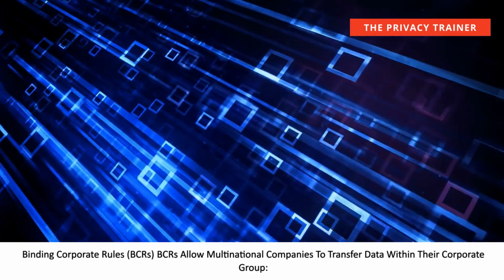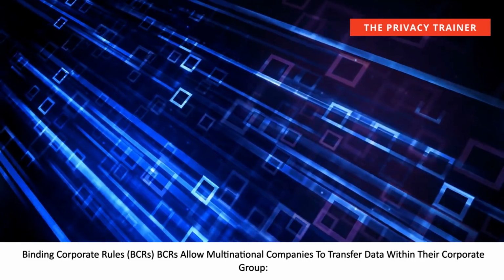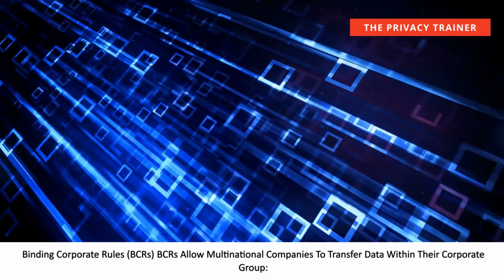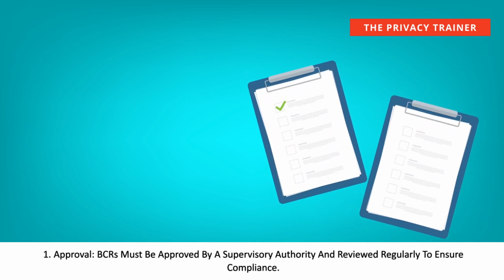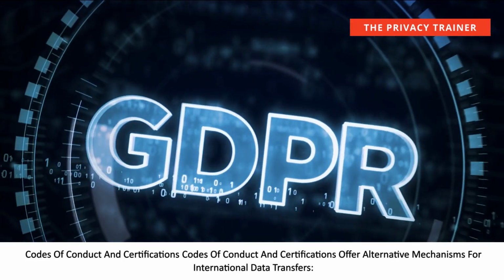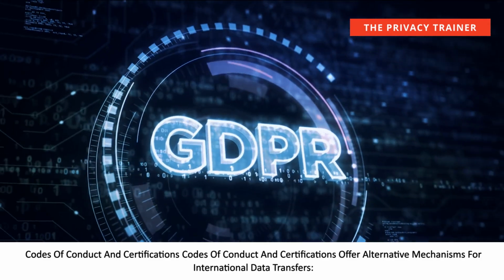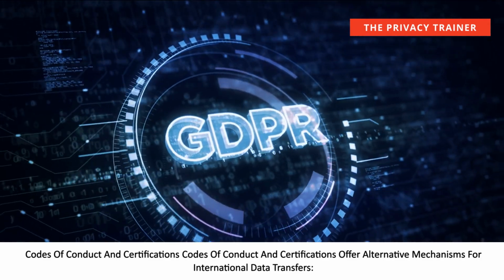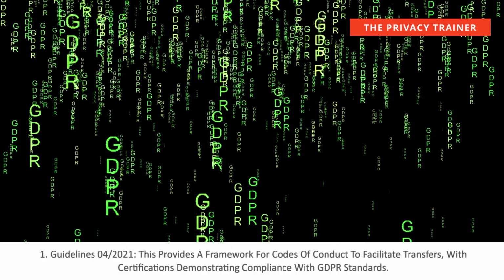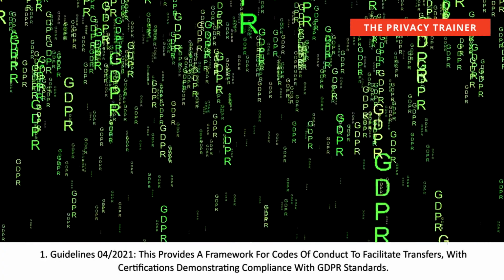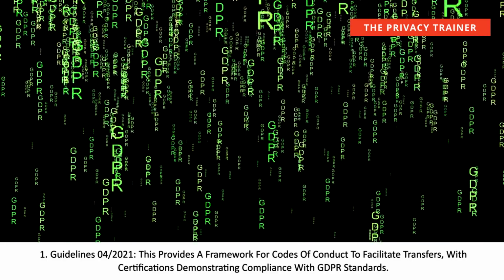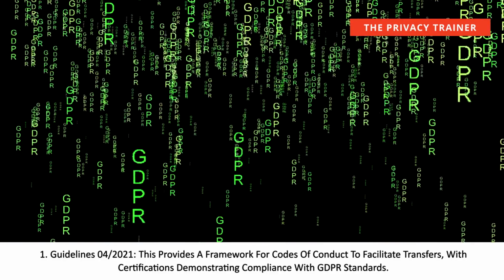Binding corporate rules, BCRs. BCRs allow multinational companies to transfer data within their corporate group. Approval. BCRs must be approved by a supervisory authority and reviewed regularly to ensure compliance. Codes of conduct and certifications. Codes of conduct and certifications offer alternative mechanisms for international data transfers. Guidelines 04/2021. This provides a framework for codes of conduct to facilitate transfers, with certifications demonstrating compliance with GDPR standards.